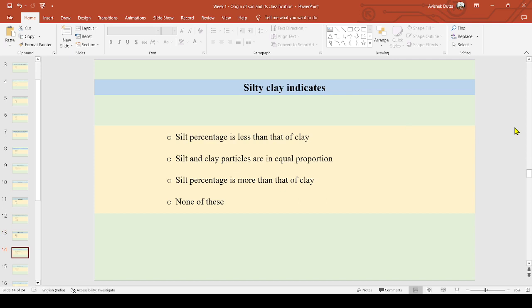Next question. Silty clay indicates. I'm asking about the meaning, the significance of the classification of silty clay. Silty clay indicates, option 1, silt percentage is less than that of clay. Option 2, silt and clay particles are in equal proportion. Option 3, silt percentage is more than that of clay. And option 4, none of these.